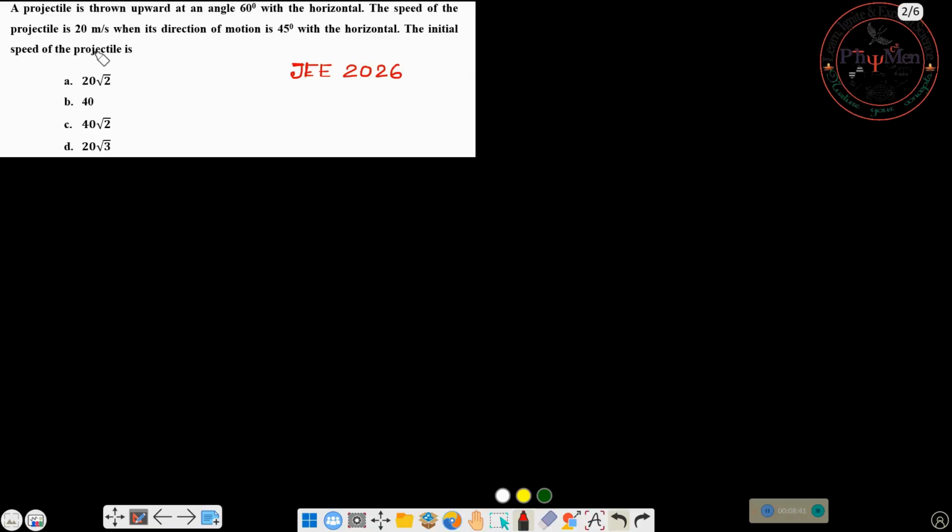A projectile is thrown upward at an angle of 60 degrees with the horizontal. The speed of the projectile is 20 meters per second when its direction of motion is 45 degrees with the horizontal. Its speed is given, that is 20 meters per second. At that moment its direction is also given. The initial speed of the projectile is, so according to the question, let me draw the diagram first.